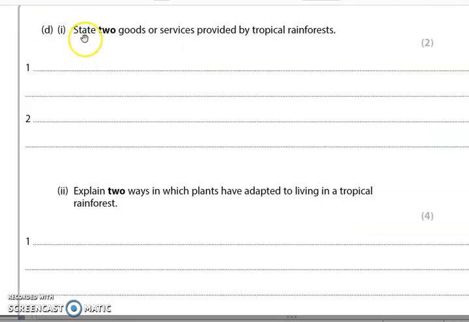So the next question, state 2 goods or services provided by tropical rainforest. So here stating again, simple basic answers. You've got to give 2 of them, 2 separate ones marked by 1 and 2. Goods or services. Goods are things that you can hold, that you can use, and services are just ways that you could enjoy the ecosystem. And you've got to make sure it's for tropical rainforest. So 2 marks, 2 basic answers, off you go.